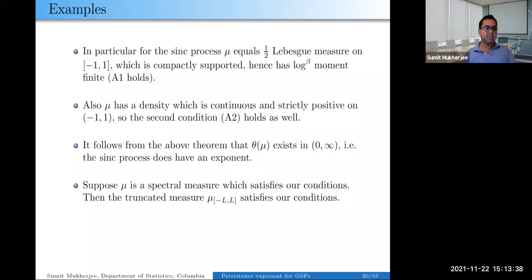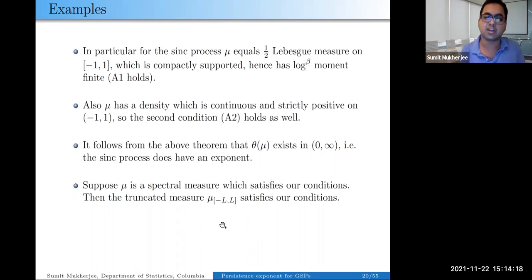So let's try to build more examples. You just need some nice conditions near 0 and some nice conditions near infinity. If you start with any measure mu, say supported on the whole line, and you truncate the measure, then it's easier to satisfy the log beta assumptions. And if you're nice near 0 for the original measure, you'll be nice near 0 with the truncated measure.